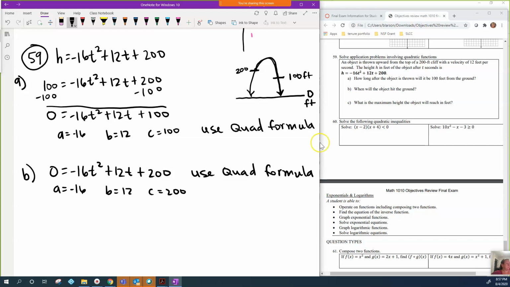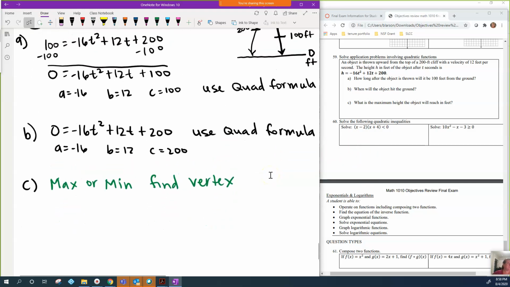But the part I wanted to make sure I got to is this part C, where it's saying, what is the maximum height? Right, so I'm going to have a vertex up here, which is the highest point of this, which is going to be my maximum. And that's what I'm looking for, is that turnaround point, or the vertex. So whenever it asks for maximums or minimums, you're going to find the vertex. Okay, and it seemed like on the test some people were getting confused whether they needed to find the vertex or whether they needed to use the quadratic formula to solve it. And so then you'll use the vertex on there.